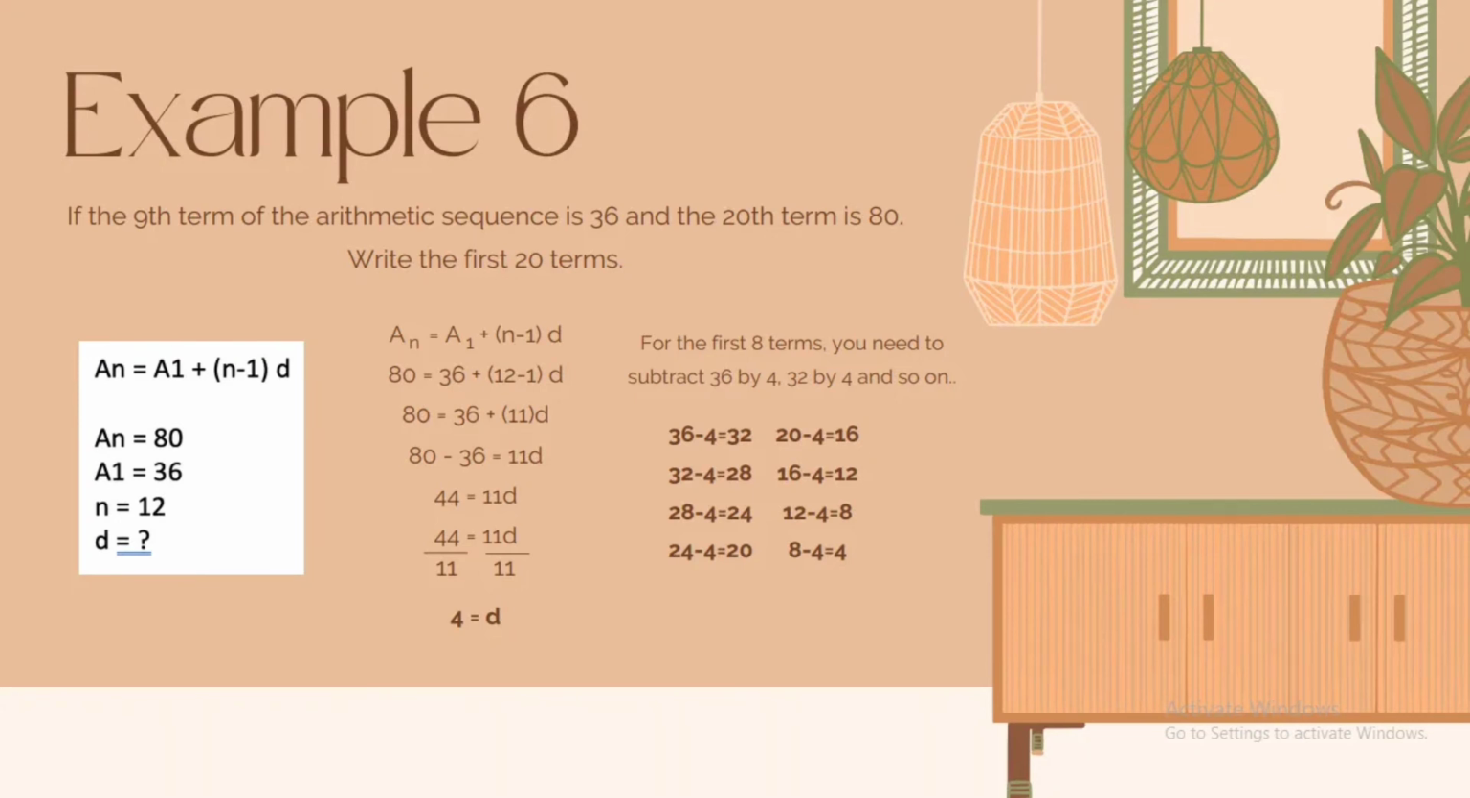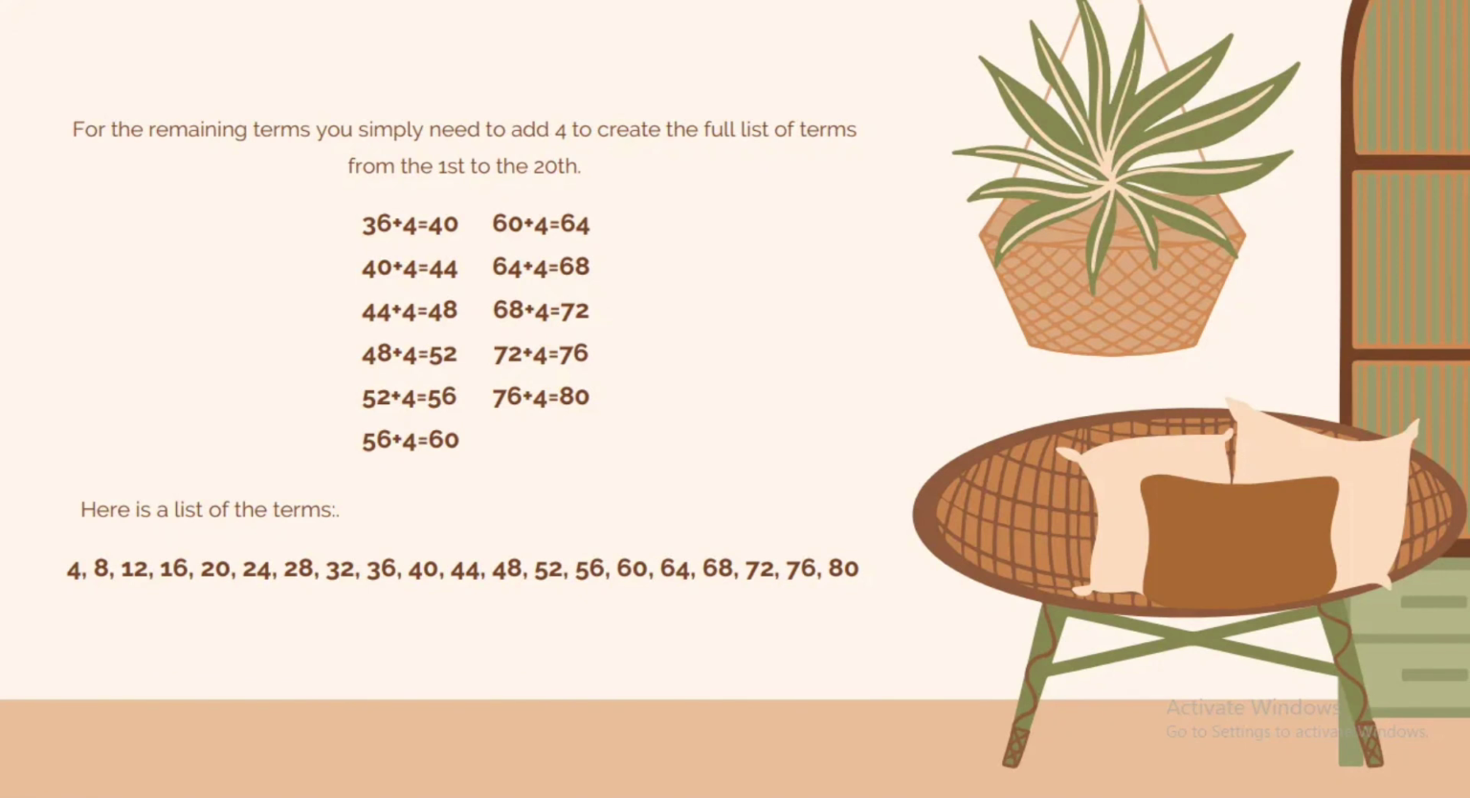So you have here 36 minus 4 is equal to 32, 32 minus 4 is equal to 28, 28 minus 4 is equal to 24, 24 minus 4 is equal to 20, 20 minus 4 is equal to 16, 16 minus 4 is equal to 12, 12 minus 4 is equal to 8, 8 minus 4 is equal to 4.